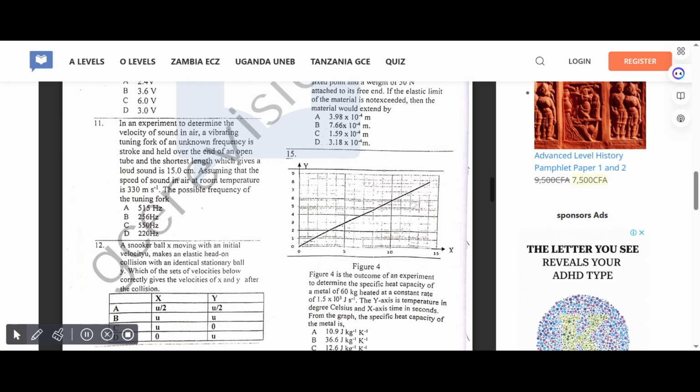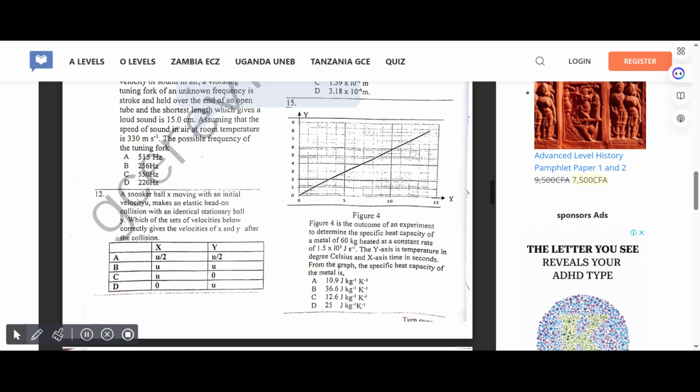In an experiment to determine the velocity of sound in air, a vibrating tuning fork of an unknown frequency is struck and held over the end of an open tube. The shortest length, which gives a loud sound, is 15 cm. Assuming that the speed of sound in air at room temperature is 330 m/s, the possible frequency of the tuning fork... correct answer for 11 is C.